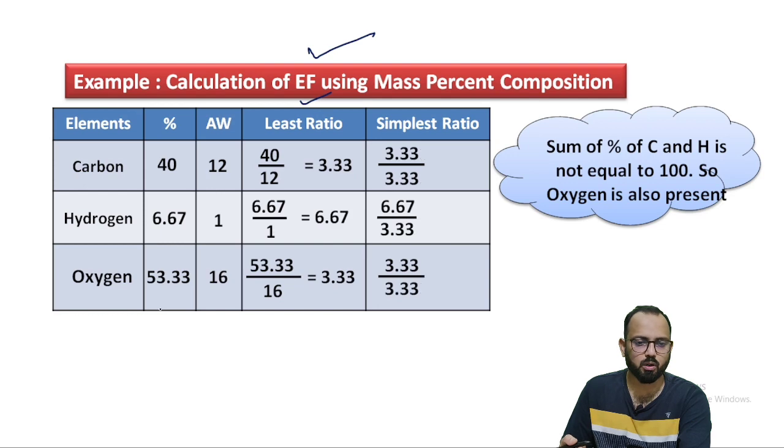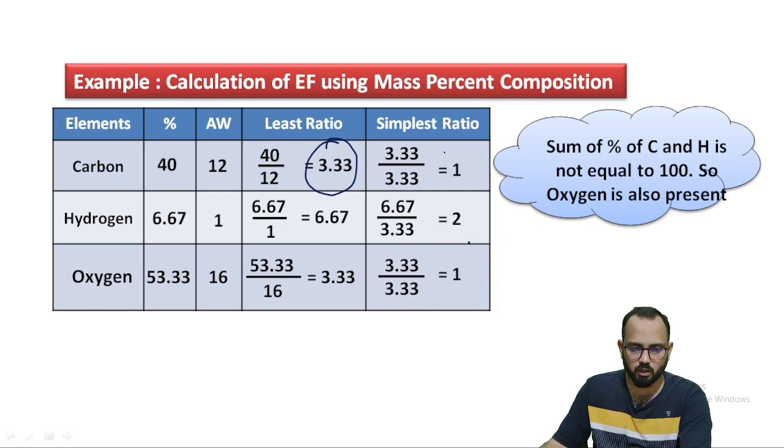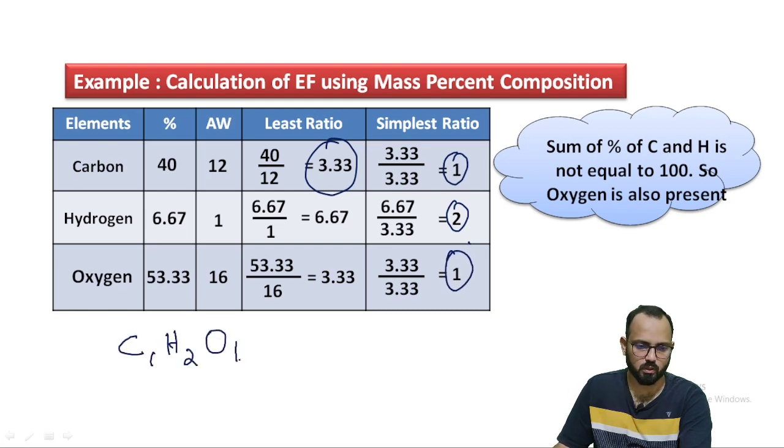If you get the least ratio, what do you have to do? You have to make it the simplest whole number ratio. What do you have to do? Among these, whichever is the least value, you have to divide by the least value. So 3.33 by 3.33, they have written already, I don't have to. So the least value is 3.33, so you are dividing it by 3.33. So you got the whole numbers. If you got the simplest whole number ratio, carbon 1, hydrogen 2, oxygen 1, this is going to be the empirical formula.